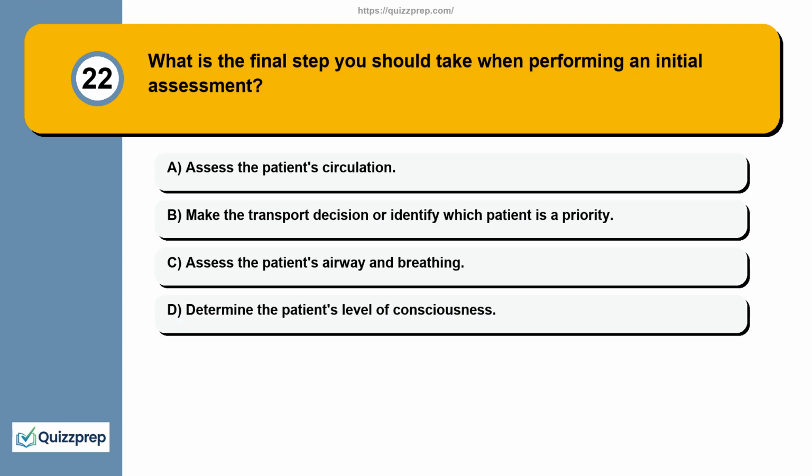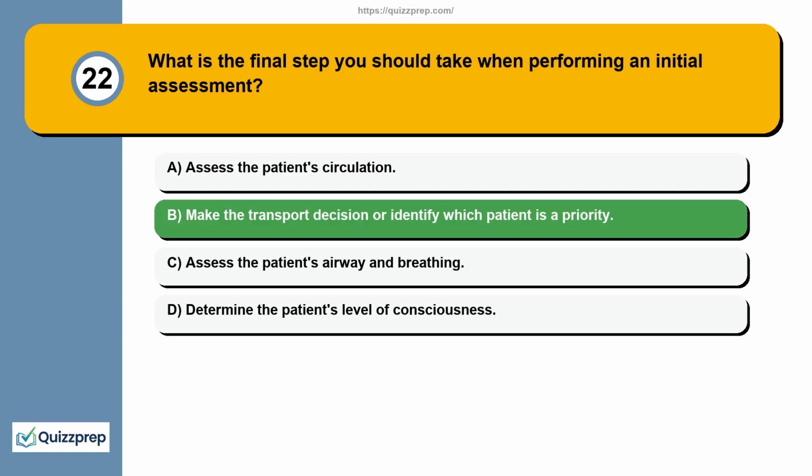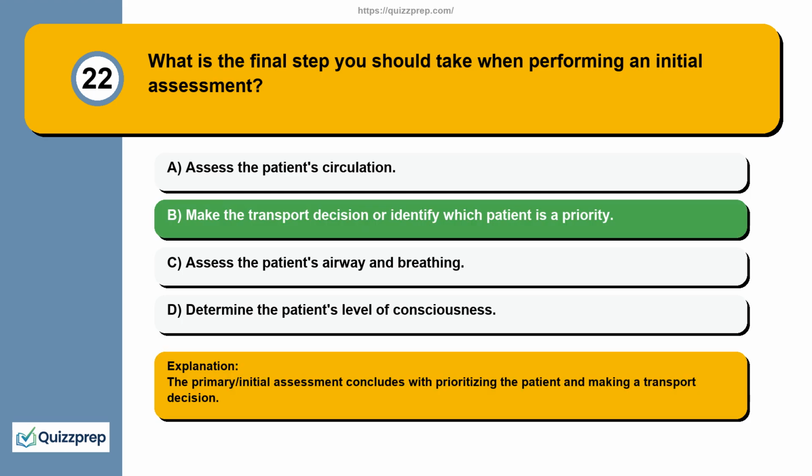Question 22. What is the final step you should take when performing an initial assessment? Assess the patient's circulation, make the transport decision or identify which patient is a priority, assess the patient's airway and breathing, determine the patient's level of consciousness. The primary or initial assessment concludes with prioritizing the patient and making a transport decision.